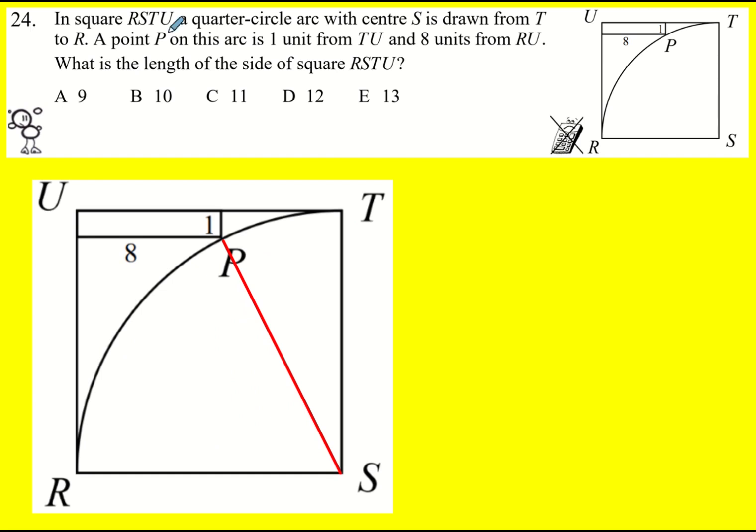We're told that we've got a square, center S, drawn from T to R. A point P on this arc is 1 unit from TU, that's been labeled, and 8 units from RU. Okay, and that's been labeled as well. What is the length of the side of the square RSTU?